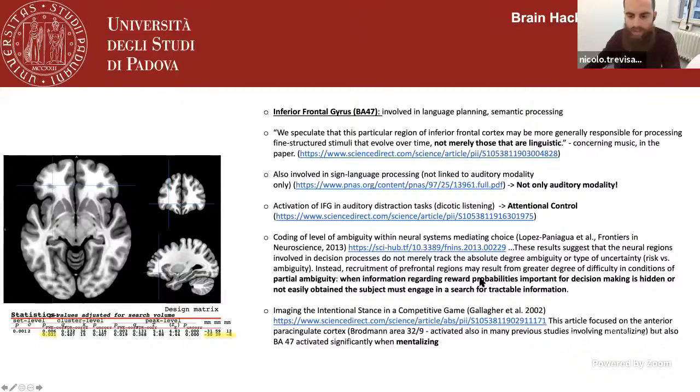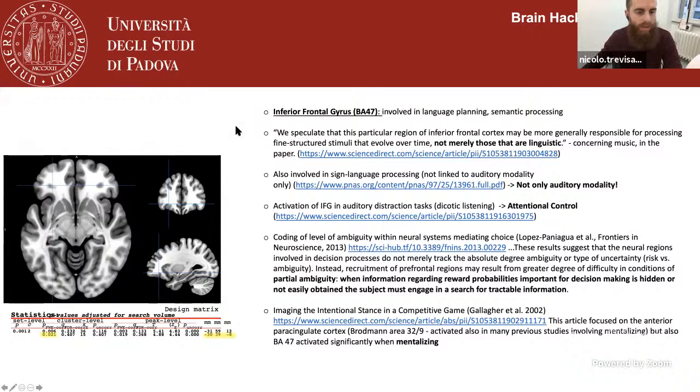When information regarding reward probabilities, which is important for decision making, is hidden or not easily obtained, subjects must engage in a search for tractable information. This can easily be traced back to the chess game. Another study, from 2002, is more famous, and I think a lot of people have heard about it: intentional states in competitive games. BA47 is activated when mentalizing about a competitive game, so thinking about theory of mind and the challenger in the game.